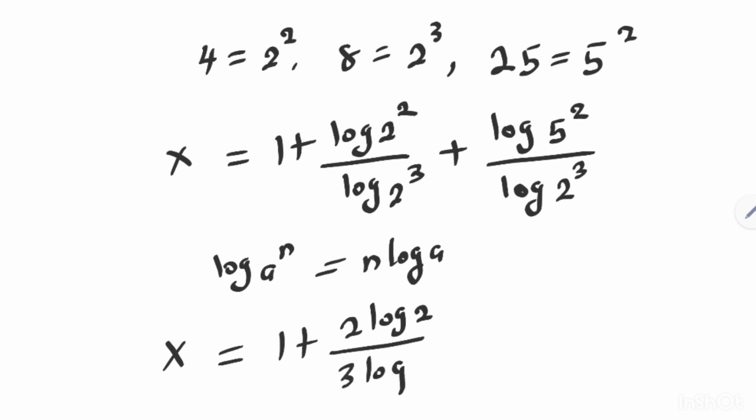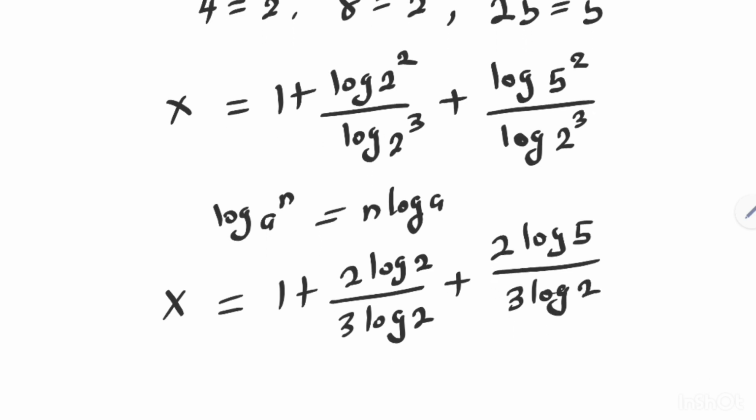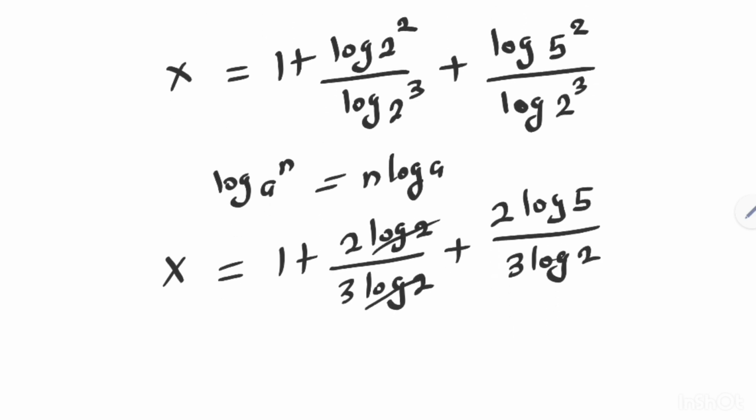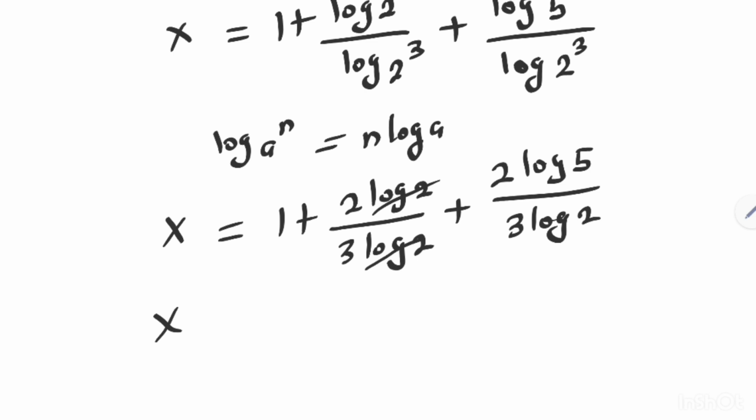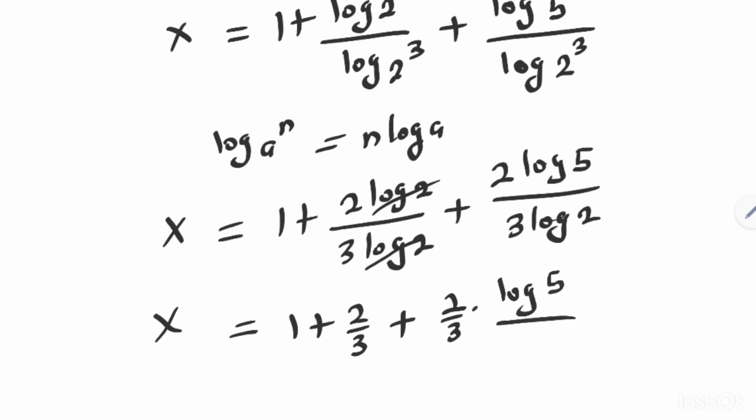We have x is equal to 1 plus 2 log 2 over 3 log 2 plus 2 log 5 over 3 log 2. This log 2 cancels this log 2. x is equal to 1 plus 2 over 3 plus 2 over 3 multiplied by log 5 over log 2.